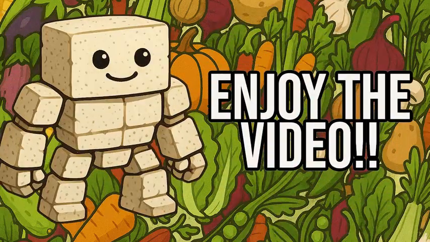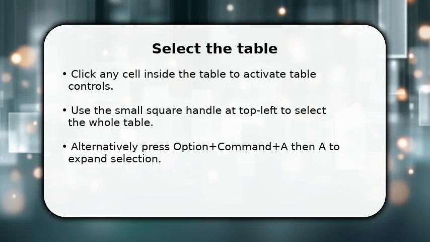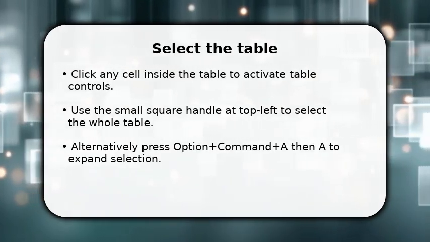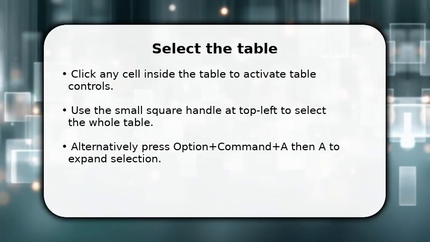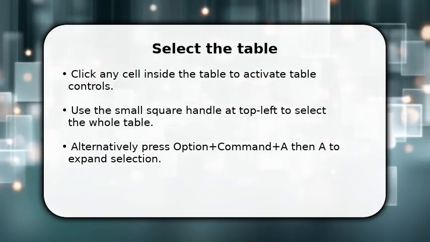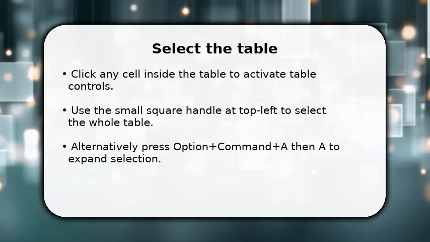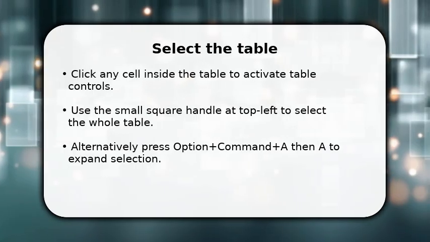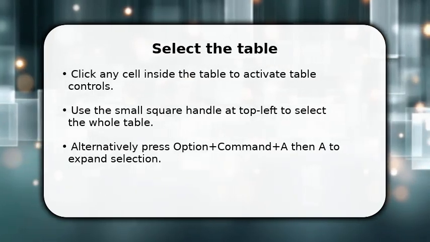Please enjoy the video. You start by selecting the table so actions apply cleanly. Click any cell to bring up table handles, and then click the small square at the top left to highlight the entire table. If you prefer keyboard shortcuts, use Option plus Command plus A, then press again to expand selection. This saves time on large documents.